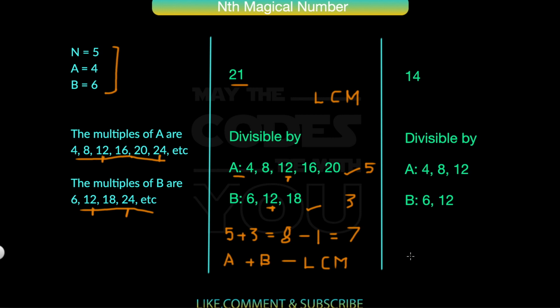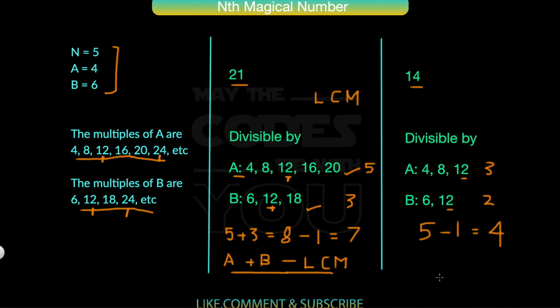Let's take another number, 14. I want you all to calculate for 14 first using this formula. For 14, the multiples of a are 4, 8, 12, so we have 3, and for b we have 6 and 12, so 2, and 12 is repeating again. So 5 minus 1 is equal to 4.